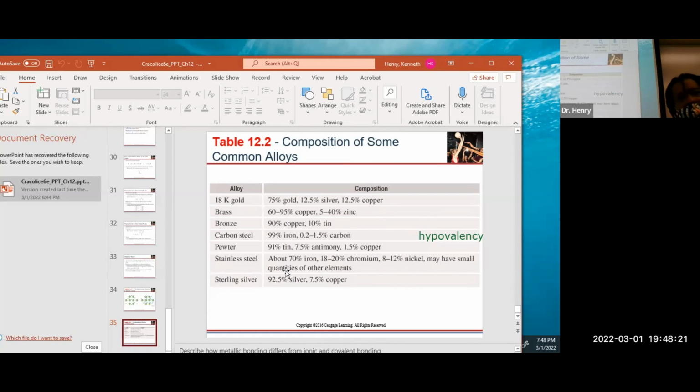Stainless steel, and I want to make a point of this. If we just have iron, it's going to rust. Stainless steel doesn't rust, but the reason why it doesn't rust is because you put other metals in it. You put in chromium and nickel, and that keeps it from rusting. So steel would rust. If it's just iron steel, 100% iron, it's going to rust.